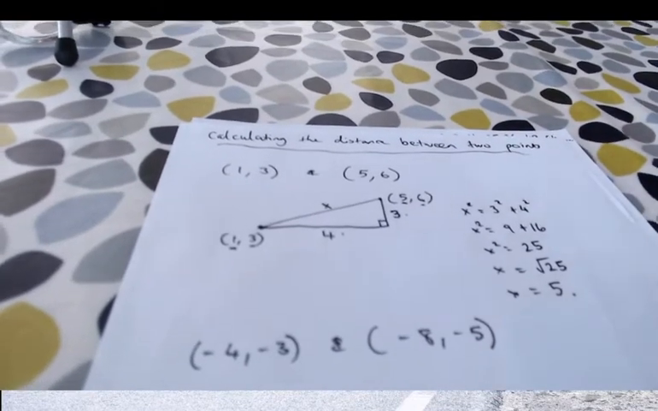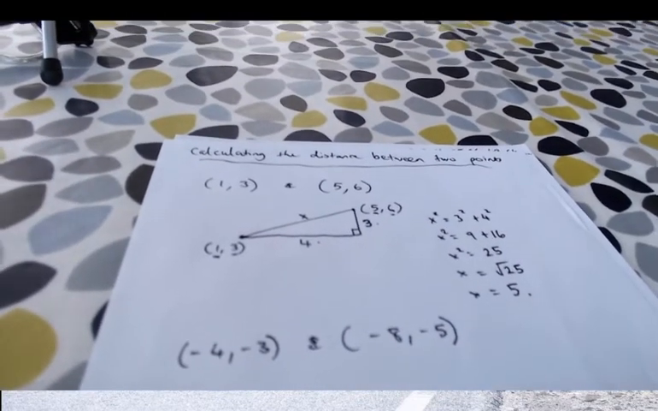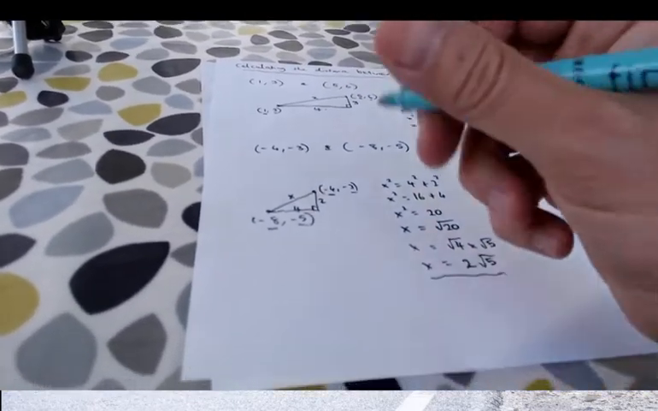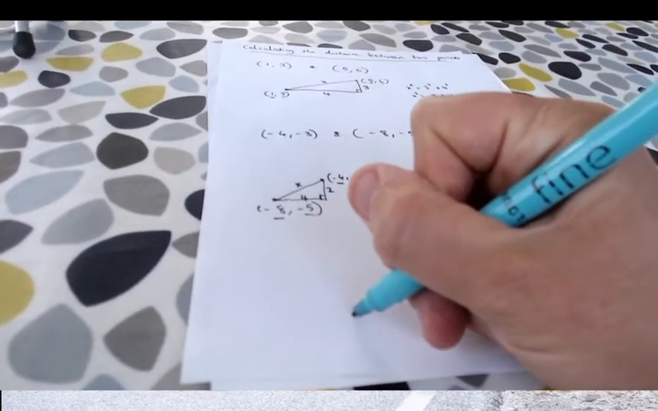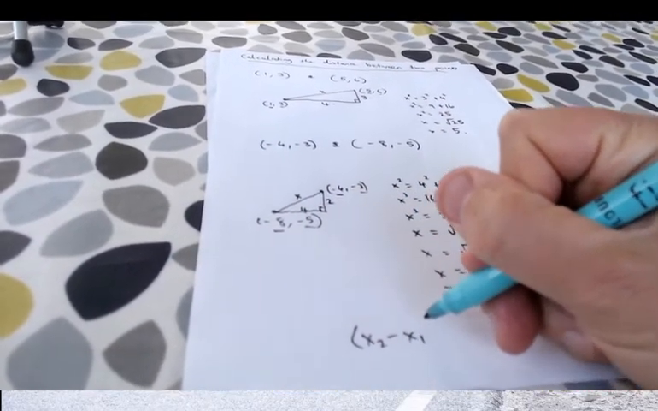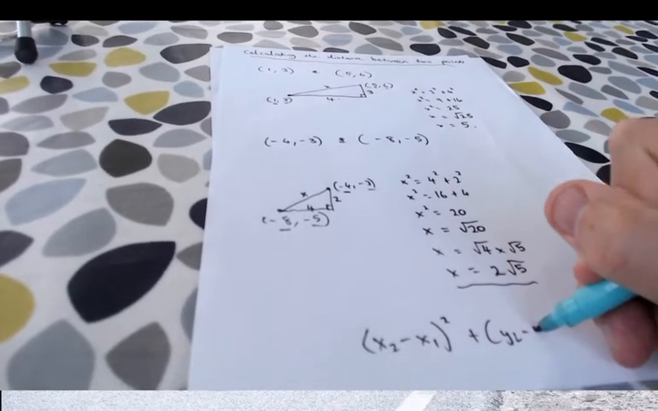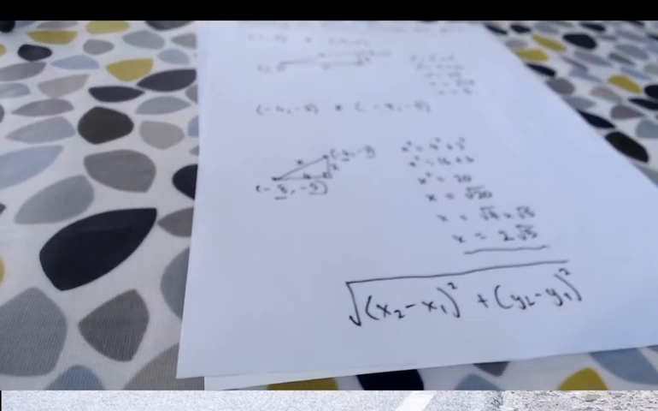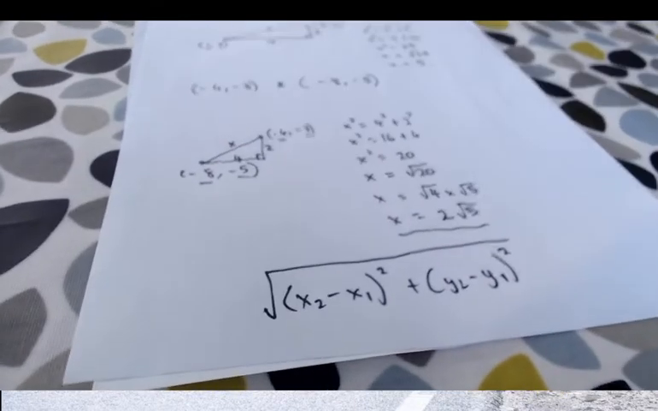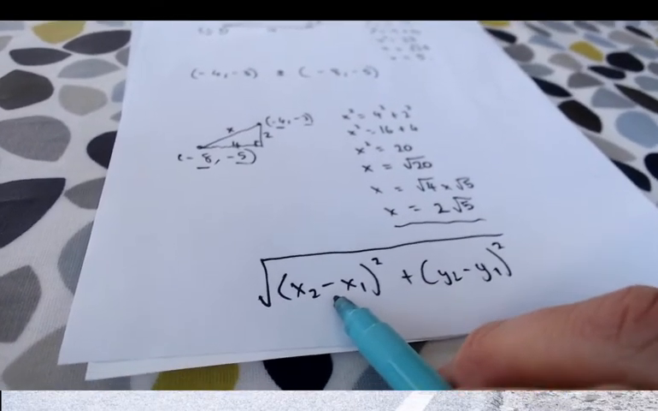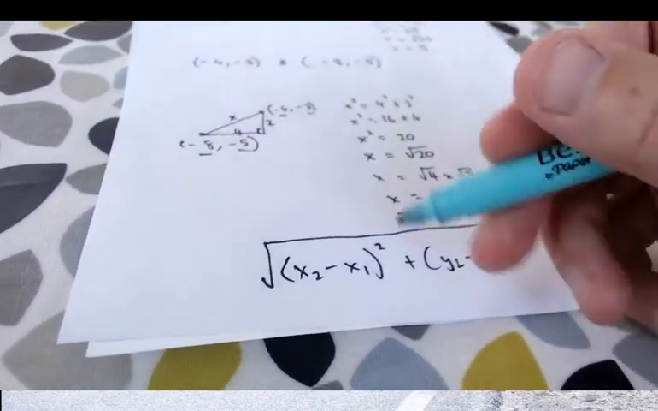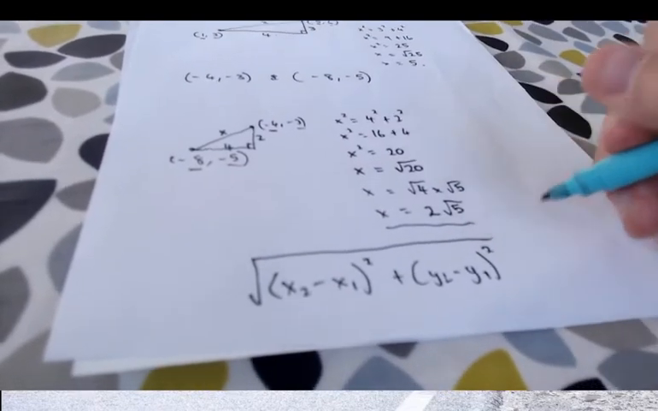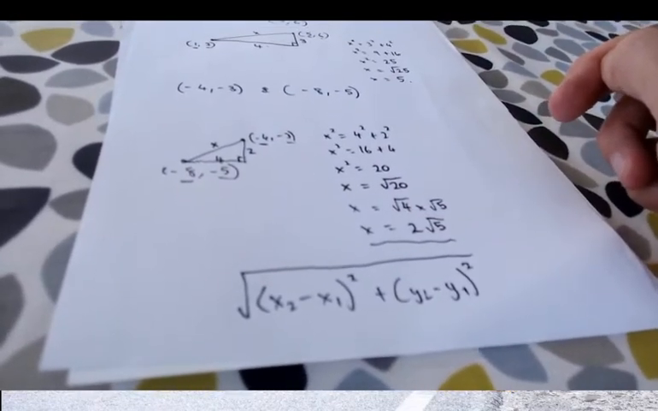You will notice I have not talked about a formula for this. There is something called the distance formula. The distance formula looks quite confusing. This is it. That there is your distance formula. It's exactly what we have done. We looked at the difference in the x coordinates, 5 take away 1, and then we square it. We look at the difference in the y coordinates, 6 take away 3, and then we square it. And then we square root everything because we're doing Pythagoras.